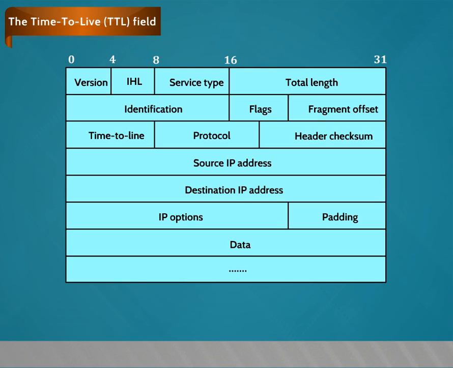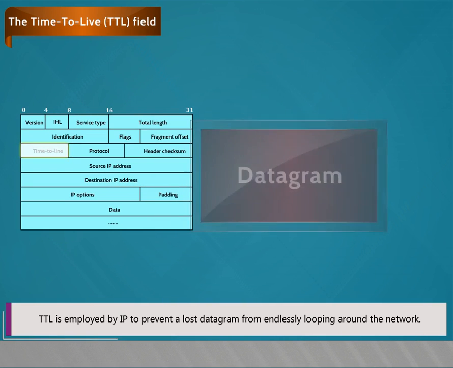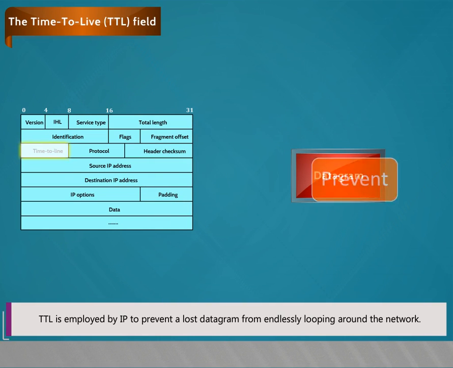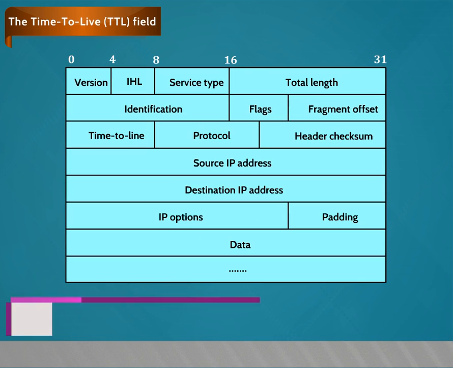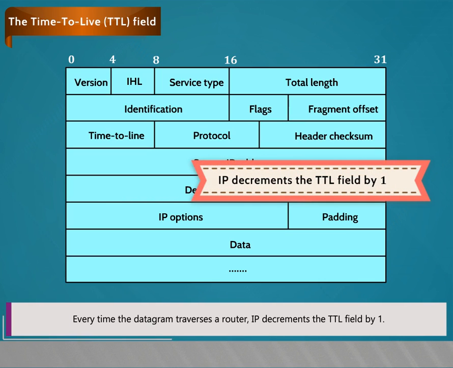The time to live field, that is the TTL field. TTL is employed by IP to prevent a lost datagram from endlessly looping around the network. Every time the datagram traverses a router, IP decrements the TTL field by 1.